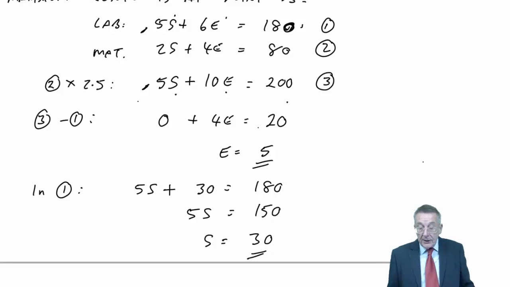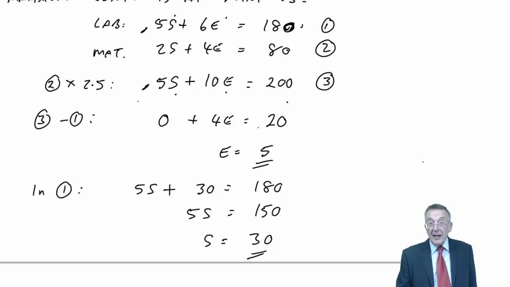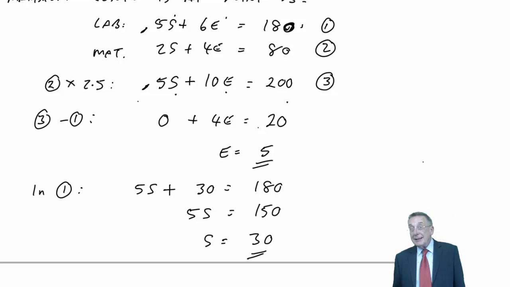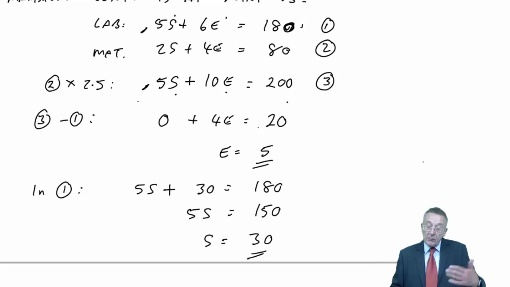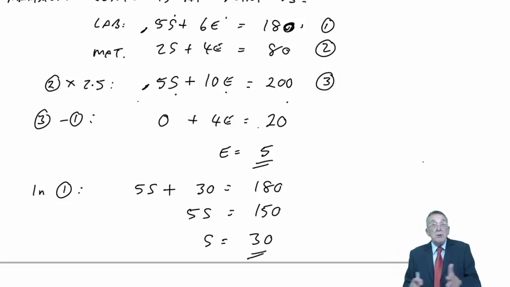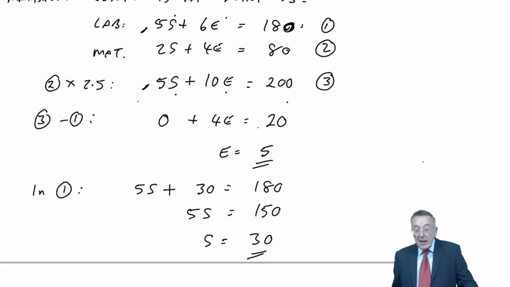What I could have done instead, you see, I could have multiplied the second equation by 1.5, because that would have given me 6 e's in both equations. And again, we could have subtracted one from the other and got s, but it would have been the same answer. So there's how we're going to produce. It'll be 5 executive chairs, 30 standard chairs.